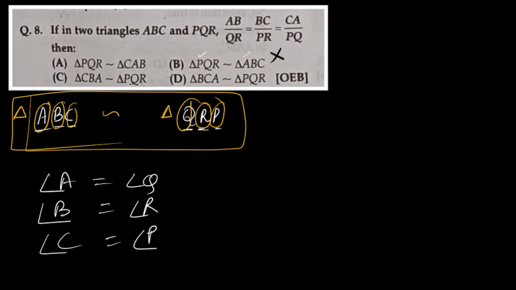B is corresponding to Q, they have written, but it should be R. So this is also wrong. If you see the last option, B is corresponding to P is there, but it should be R. So this is also wrong. So option A is the correct answer. Option A is the correct answer.